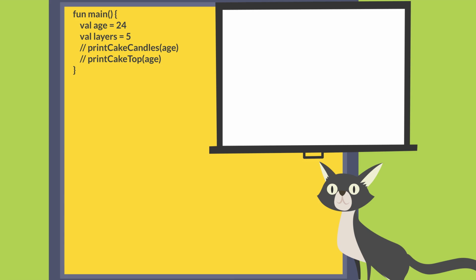5. Similarly, call the function printCakeTop function and pass in the age. 6. Finally, call the function printCakeBottom function and pass in the age and layer number.